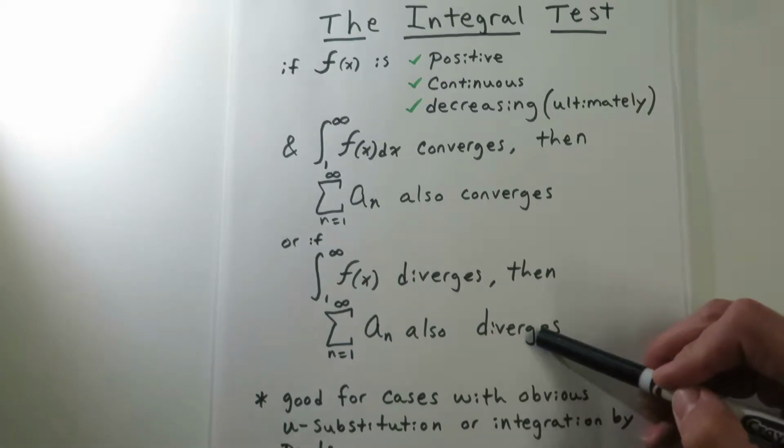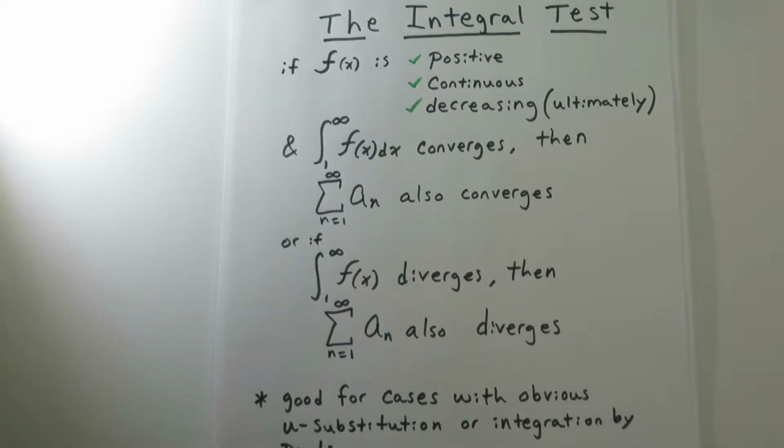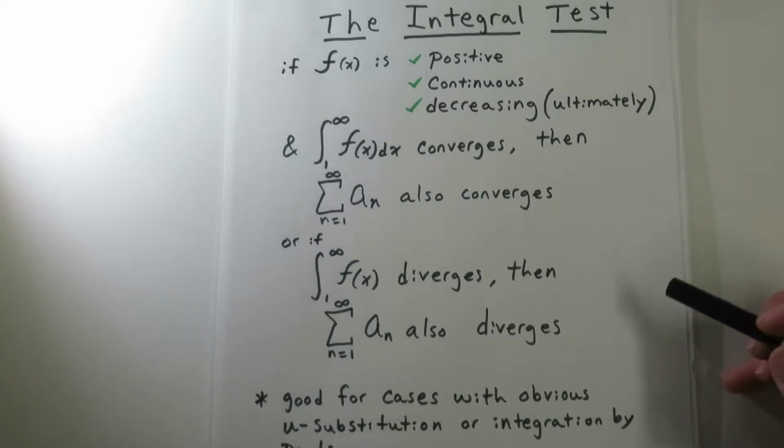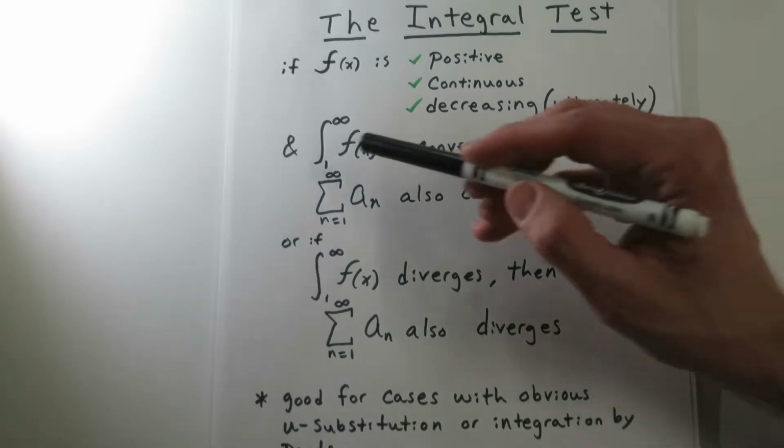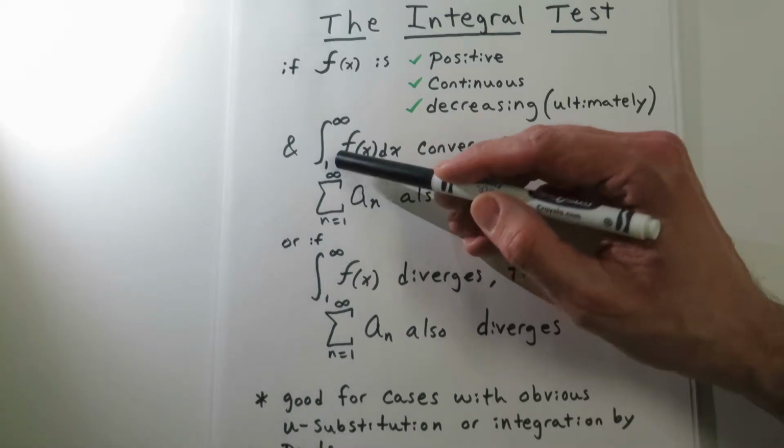going to diverge. And this test is really good for cases where you have obvious u substitution or integration by parts, or it's obvious that you can use an integral to see if it converges and then compare it to the series. It's also, I should note, not necessary that we start at 1. We could start at 2 or any other number.